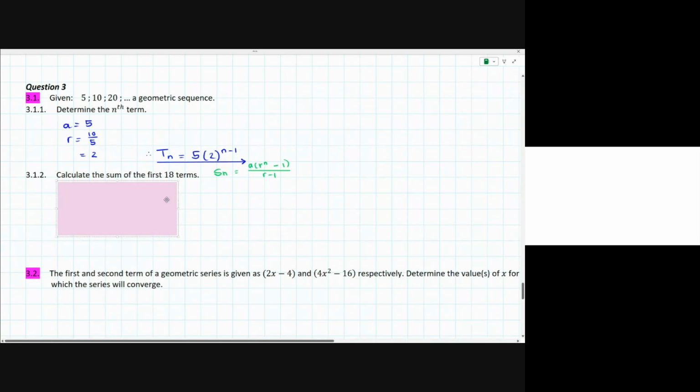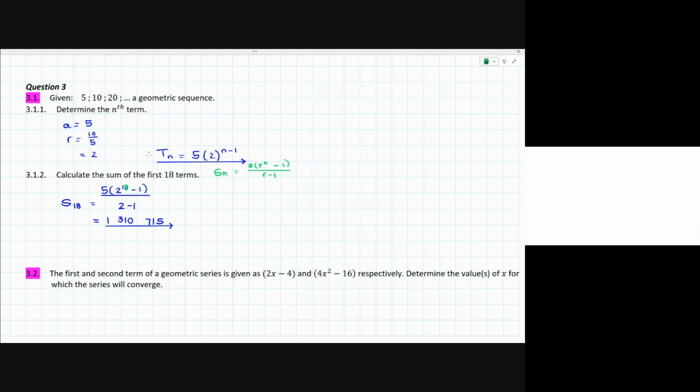Alrighty. So sum to 18 terms. Oh, that's a weird looking 8 in the numerator there. I do apologize, but that is indeed an 8. Substitute in n equals 18, and then obviously your a and your r, which you would have worked out for the first question, and you get your sum to 18 terms is 1,310,715.